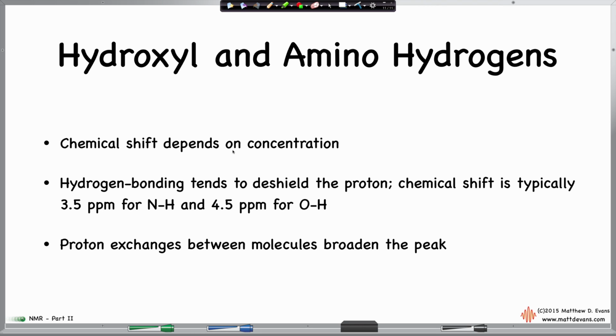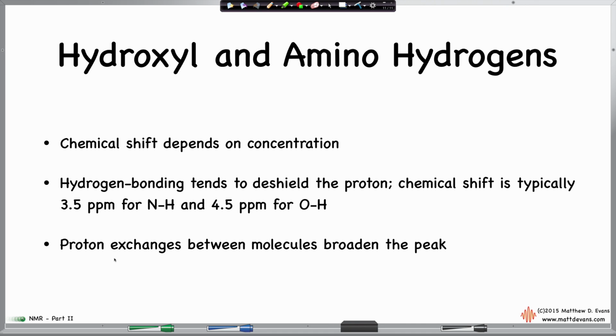Now, typically, hydrogen bonding tends to deshield the proton, and typically the chemical shift is 3.5 ppm for NH and 4.5 ppm for OH. But there's a lot of exceptions to this. Most of the time on an NMR, it's pretty easy to spot OH because they tend to be broad signals. They tend to look really smooth. They're not usually coupled to other hydrogens. And so even with this being said, that there's an exception to this rule a lot of the time, they're still fairly easy to spot just simply because of the shape of what this signal looks like.